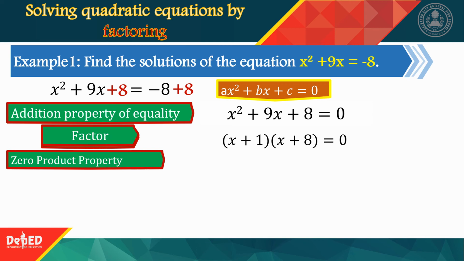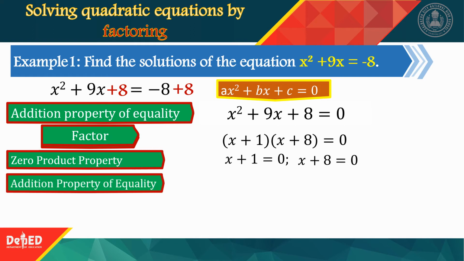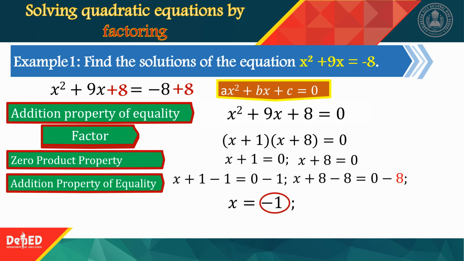Then, applying the zero product property, equate the two expressions to 0. So we have x plus 1 is equal to 0 and x plus 8 is equal to 0. Then, addition property of equality again. We have x plus 1 minus 1 is equal to 0 minus 1, so x is equal to negative 1. And x plus 8 minus 8 is equal to 0 minus 8, so x is equal to negative 8. Then we need to check.